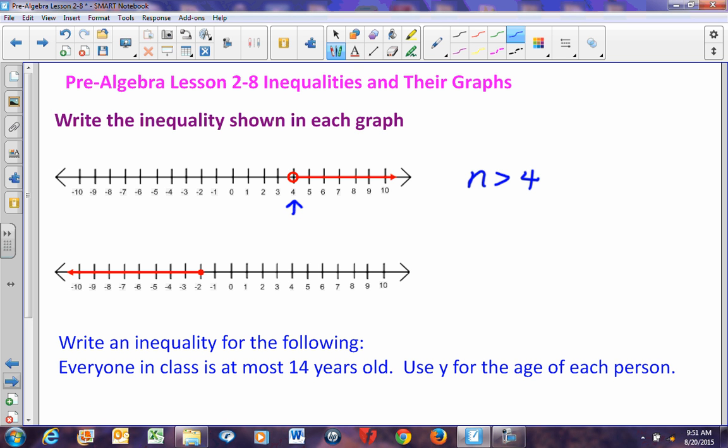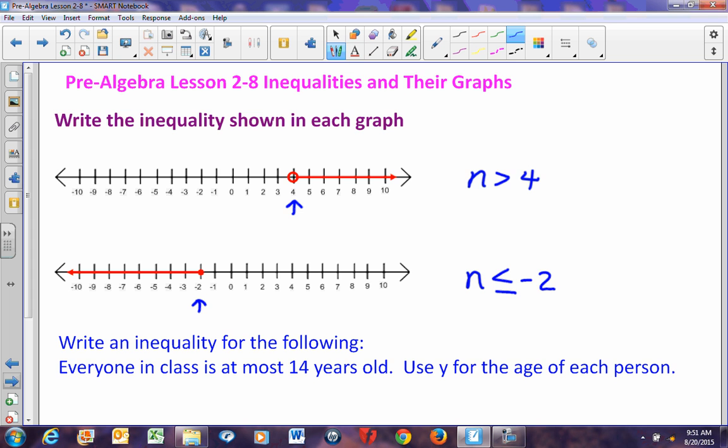If we look at the second one here, we have a colored in circle at negative 2. Which means, and I'm always going to label my variable first, n, it's going to the left, which means it's getting smaller, so it's less than. Because it's colored in, it's also equal to, so it's any number negative 2 or smaller. So n is less than or equal to negative 2. And there you have it.